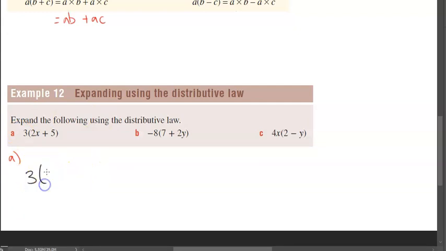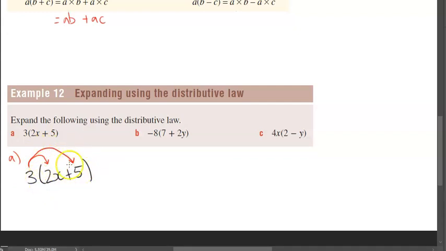I always like to write out the question like this, and then with a different color, I start at the term that's outside of the bracket and I draw an arrow to the first term inside the bracket. This is to indicate that that 3 is going to be distributed to 2x, and the 3 is also going to be distributed, so I draw another arrow from the 3 distributing out to the 5.